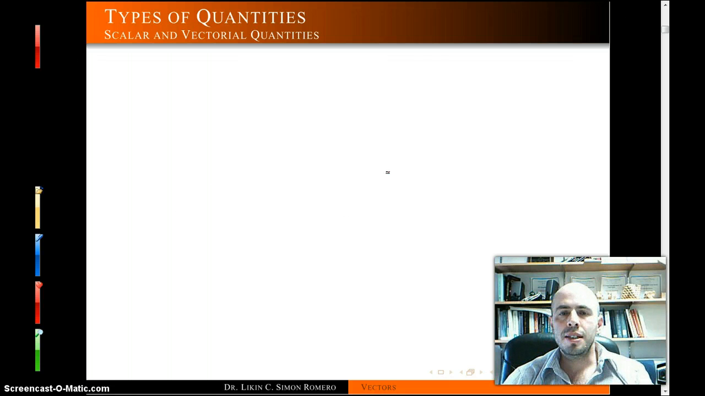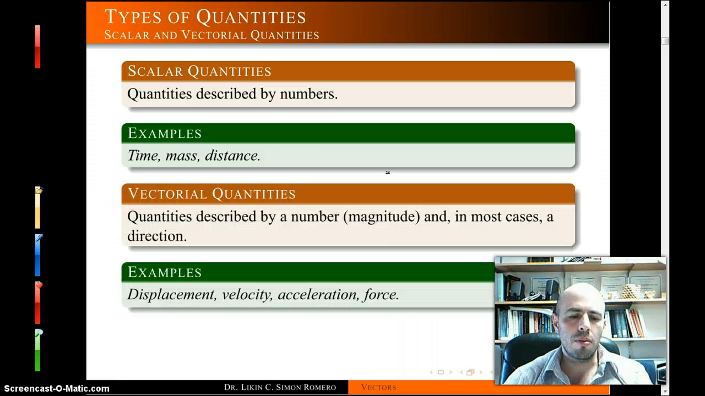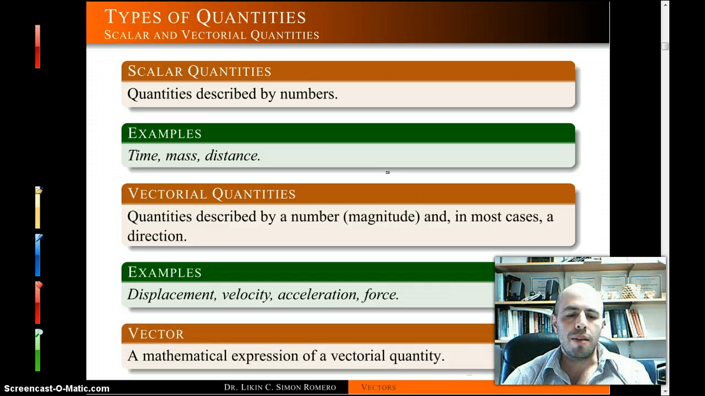Let me start with the type of quantities. You have two types of quantities: scalar and vectorial quantities. Scalar quantities are quantities described by numbers, like time, mass, and distance. However, in real life, we actually need another kind of quantities that are called vectorial quantities. The vectorial quantities are described by a number, the magnitude, and in most cases a direction, like displacement, velocity, acceleration, and force. A vector is a mathematical expression of a vectorial quantity.